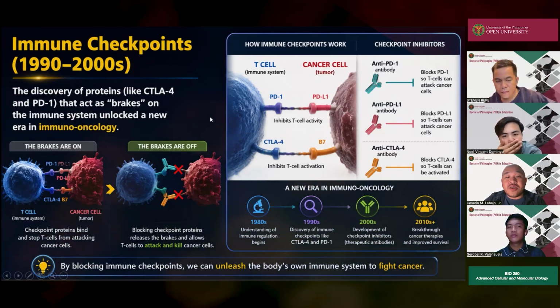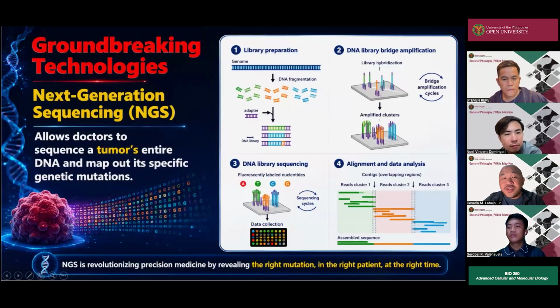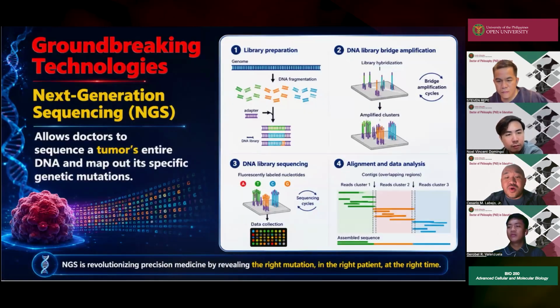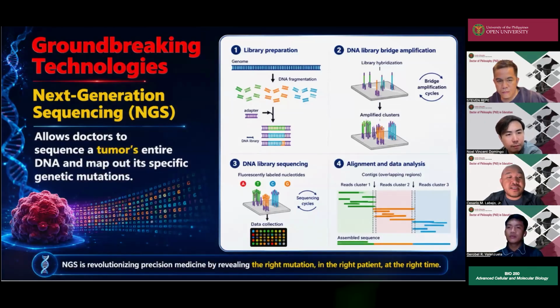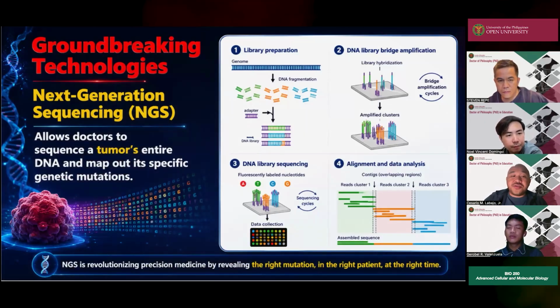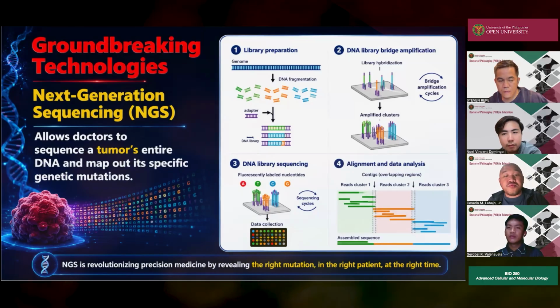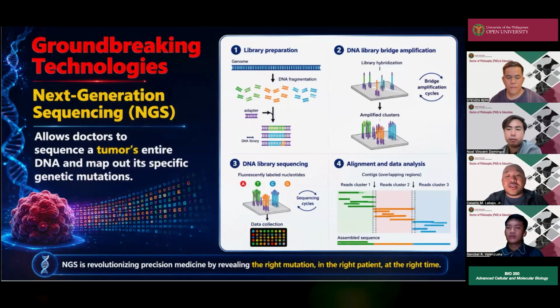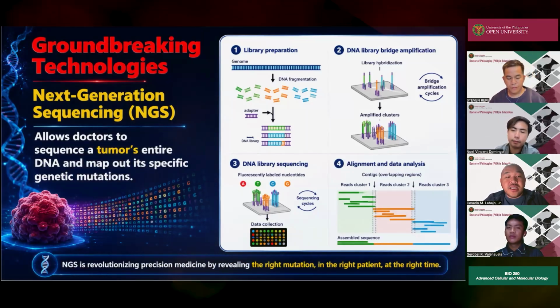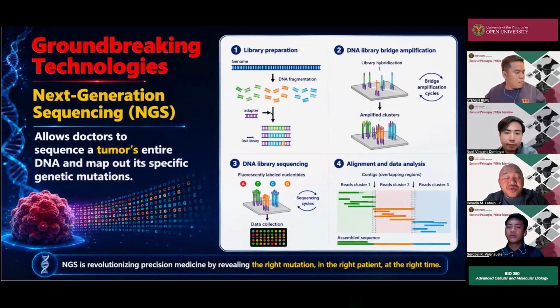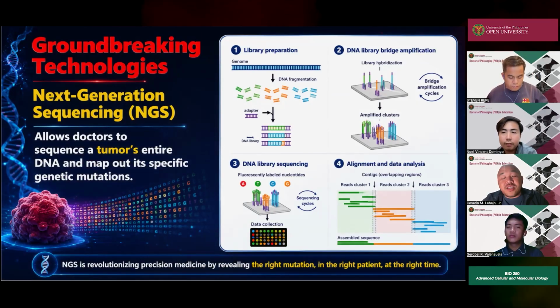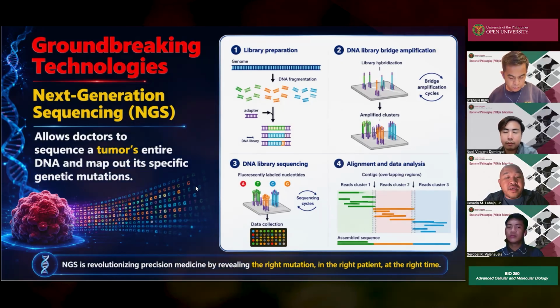Next, next generation sequencing. So, NGS is one of the most important tools in molecular cancer diagnosis. It allows doctors to analyze the DNA of a tumor and identify mutations. Once the mutation is known, doctors can choose treatments that match the patient's specific cancer profile.